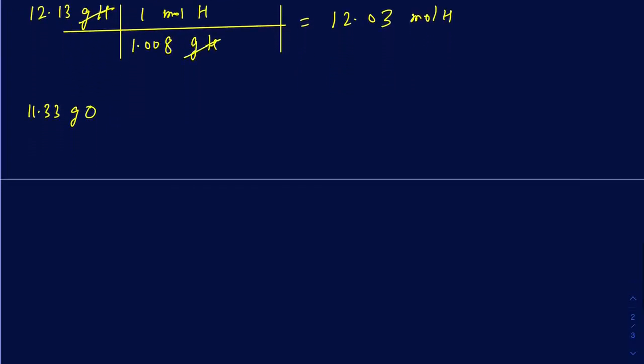Now that you have the moles of carbon and hydrogen, we're going to do the same thing with the oxygen. What's the atomic mass of oxygen? The atomic mass of oxygen is 15.99. So 1 mole of oxygen is going to be 15.99 grams of oxygen.